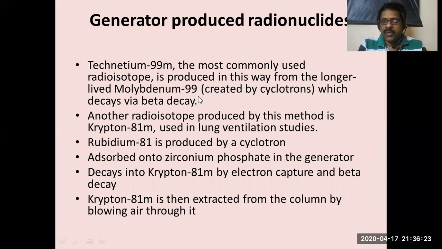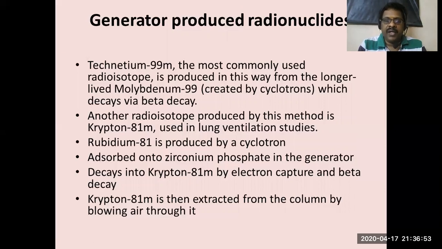One thing we should note is that in this process, whatever radioactive nuclide we are preparing is short-lived. Only for a shorter, known duration will it be in an active radioactive form. Afterwards, it becomes inactive. Another radioisotope produced by this method is krypton-81. Krypton-81 is also pharmaceutically useful. It is used in lung ventilation studies.